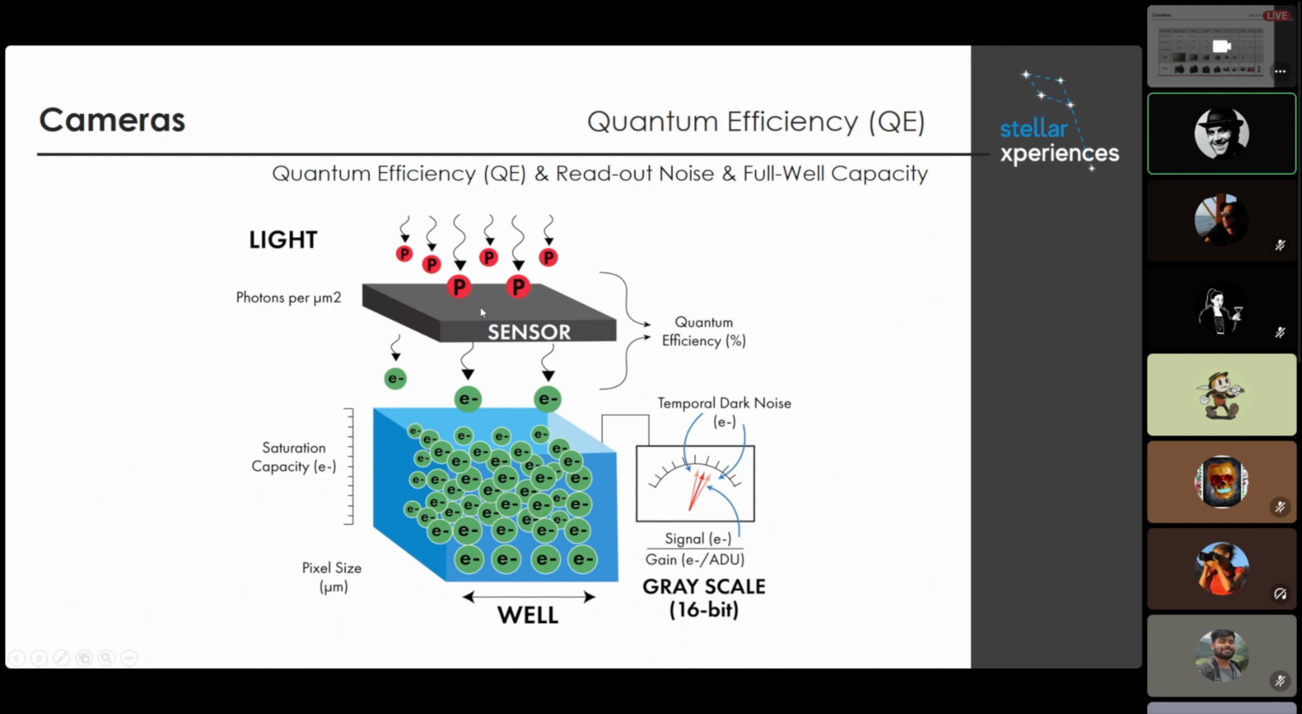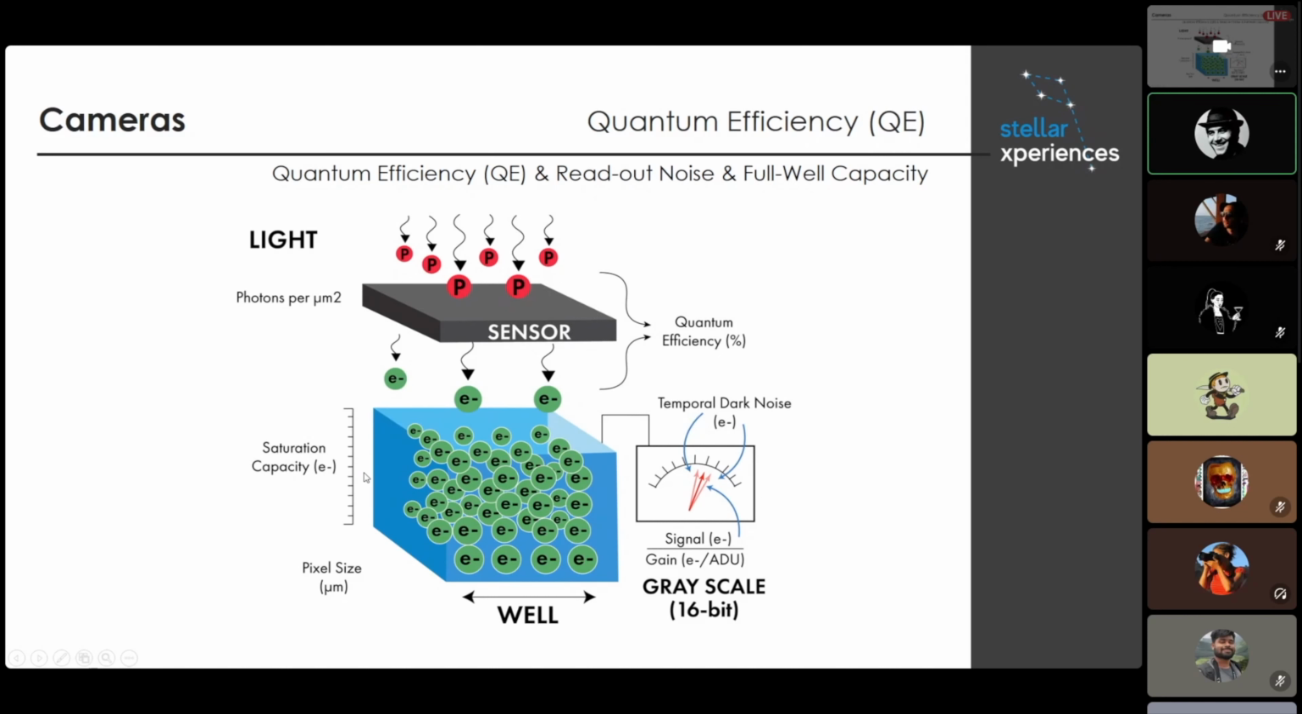So once the sensor creates electrons, they are stored in the pixels. It is shown as a three-dimensional thing here, but it's not actually three-dimensional. It's a two-dimensional surface. And every pixel has a capacity for holding electrons. That is called full well capacity or saturation capacity, and it is measured in the number of electrons.